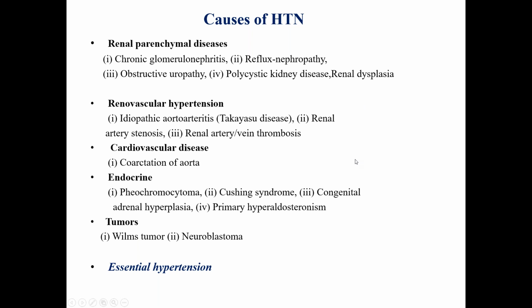So if a child presents to you with stage 2 hypertension, it is always a must to rule out at least renal parenchymal and renal vascular causes, and see whether the child has any coarctation. And after this only you make a diagnosis of essential hypertension. So essential hypertension is primarily by exclusion. It is never the first diagnosis in pediatric hypertension.